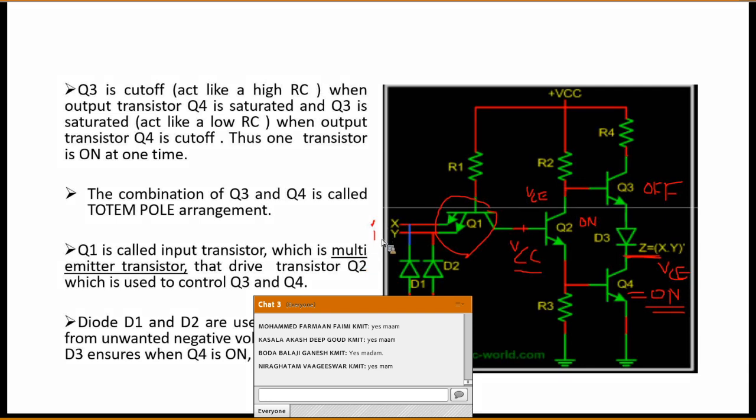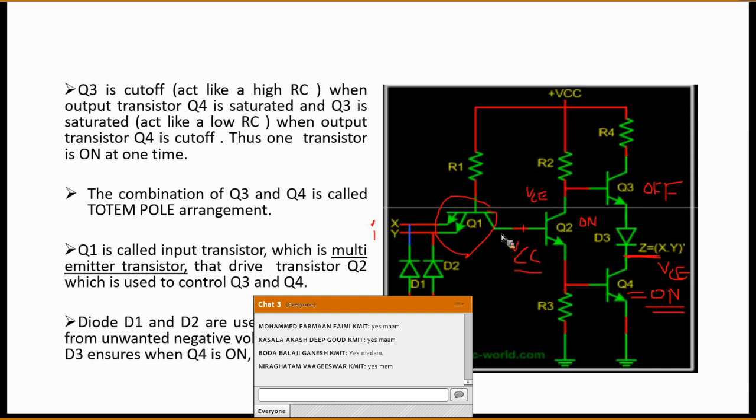If X and Y are 1 and 1, then this Q1 is off, because the base emitter junction is reverse bias. The emitter is given 5 volts and the base is also given 5 volts, because the base is tied to VCC. Since both are at 5 volts, it is zero bias. Zero bias means reverse bias. So Q1 is off.